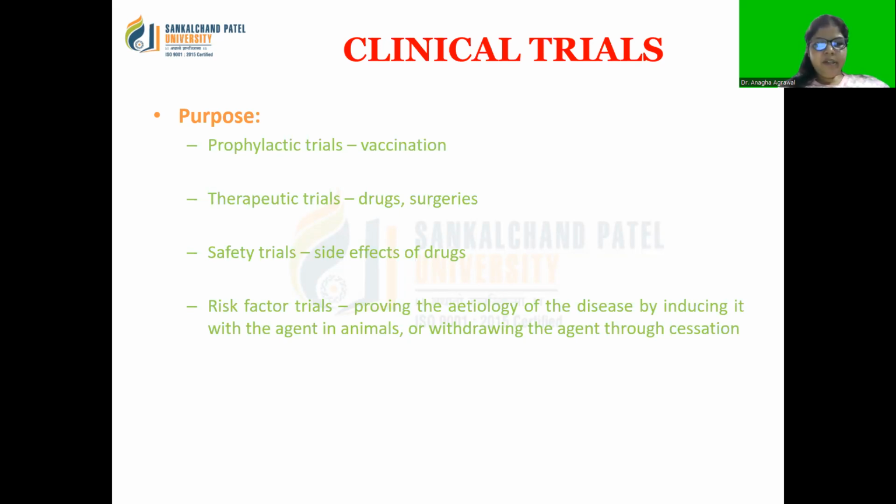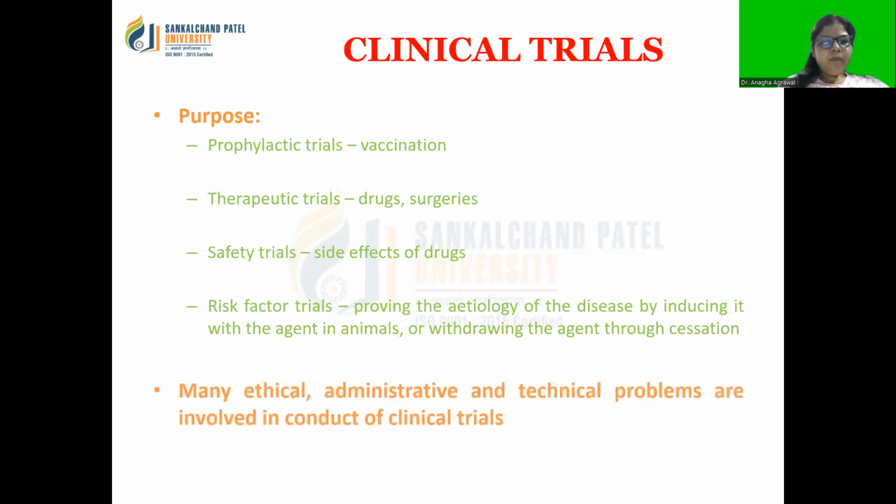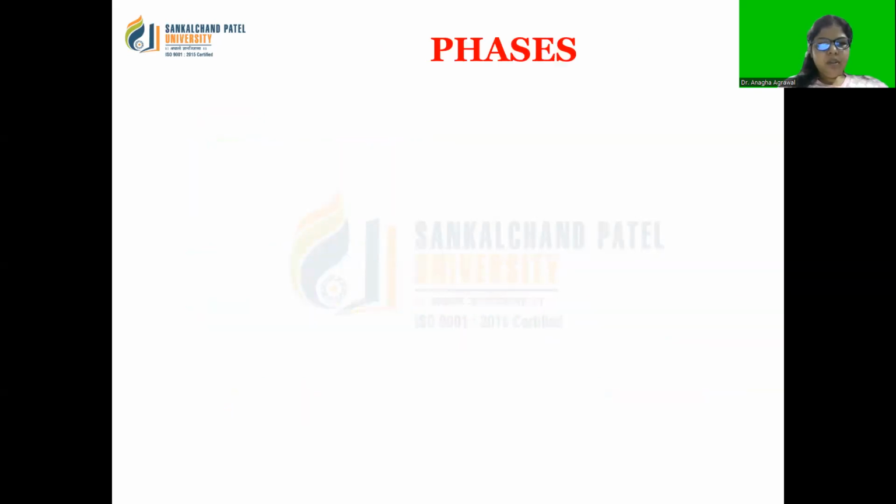Risk factor trials are proving the etiology of the disease by inducing it with the agent in animals or withdrawing the agent for suggestion. So these are the four purposes of clinical trials. Many ethical, administrative, and technical problems are involved in conducting a clinical trial, since you do not know the future of that drug, what you're going to do or what is going to happen. So there are many ethical issues.